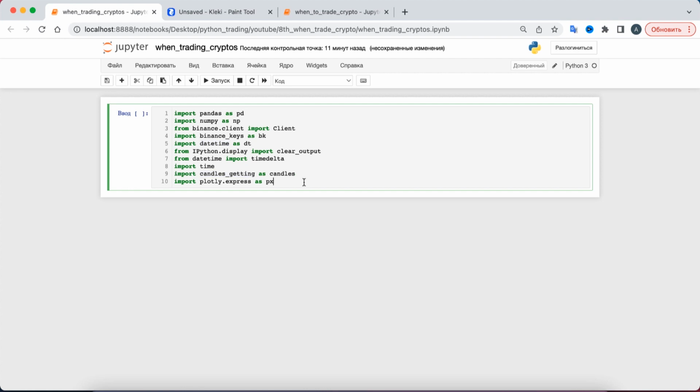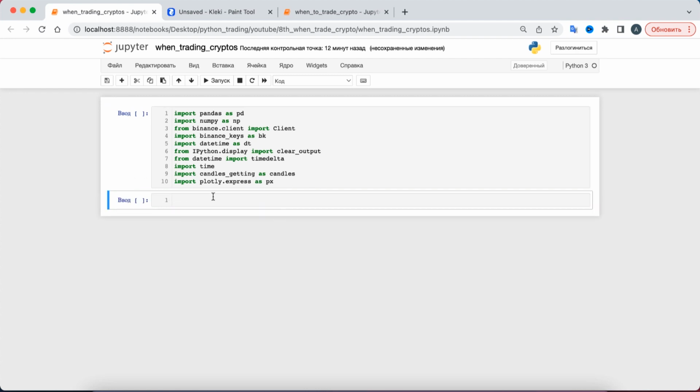Candles getting: this is a script you can find in one of the previous videos, because I've already prepared a lot of scripts to export data from Binance, and to simplify our lessons, I decided to use what I already have. If you want to get to know my ideas and my scripts, of course, you can watch videos on the channel and find a lot of interesting details here. And Plotly Express is for data visualization, because we need some charts to understand what we have as a result.